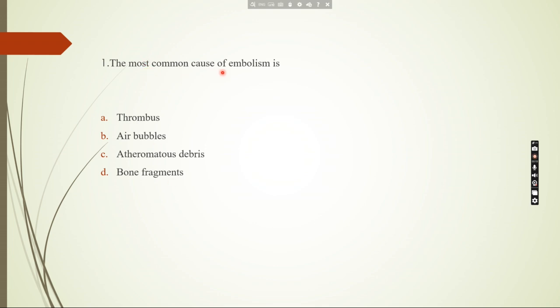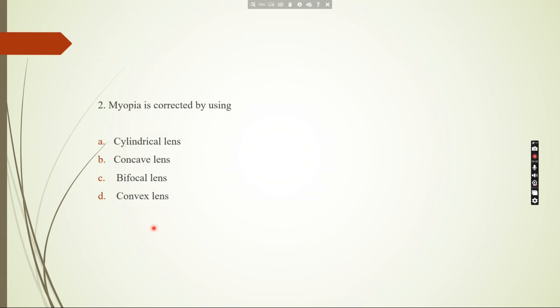First question, the most common cause of embolism is, the options are thrombus, air bubbles, atheromatous debris and bone fragments. The right answer is thrombus. Thrombus is the most common cause of embolism.